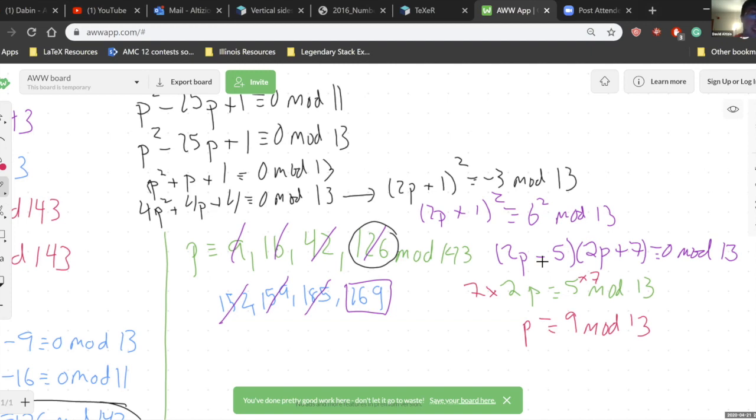I don't remember the exact criterion. It might be p congruent to 2 mod 3, but I'm not so certain about that. No, wait. P congruent to 1 mod 3. Cyclotomic polynomials, yep. You're right.